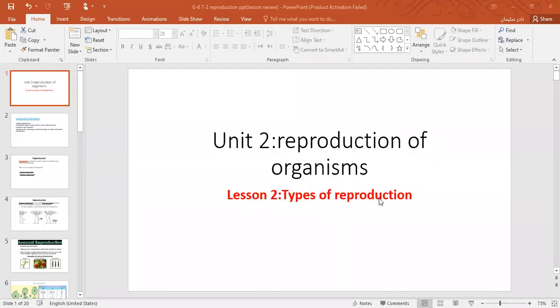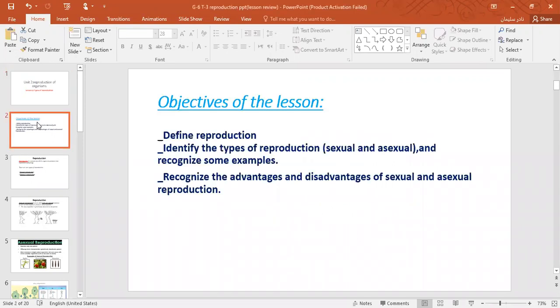The lesson was types of reproduction. It is in unit two. Okay, so I'm just going to revise the main ideas we discussed and learned in week one. The lesson was lesson two, types of reproduction in unit two, which is reproduction of organisms. During this lesson, we discussed the definition of reproduction. We identified the types of reproduction, sexual and asexual reproduction, and we recognized some examples. Also, we recognized the advantages and disadvantages of sexual and asexual reproduction.